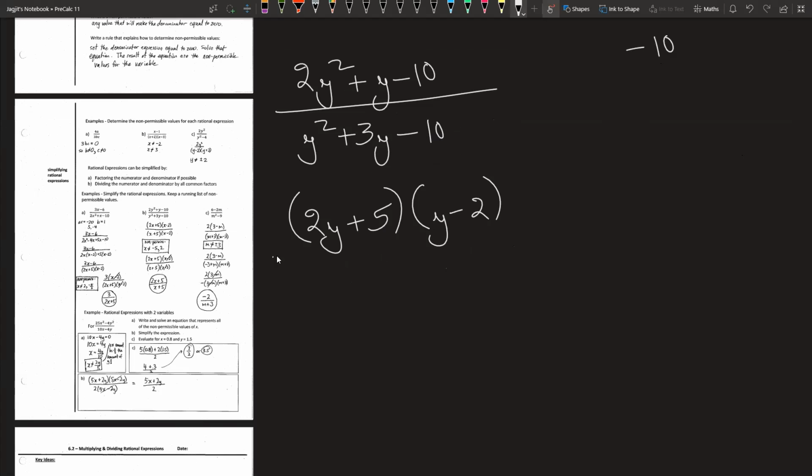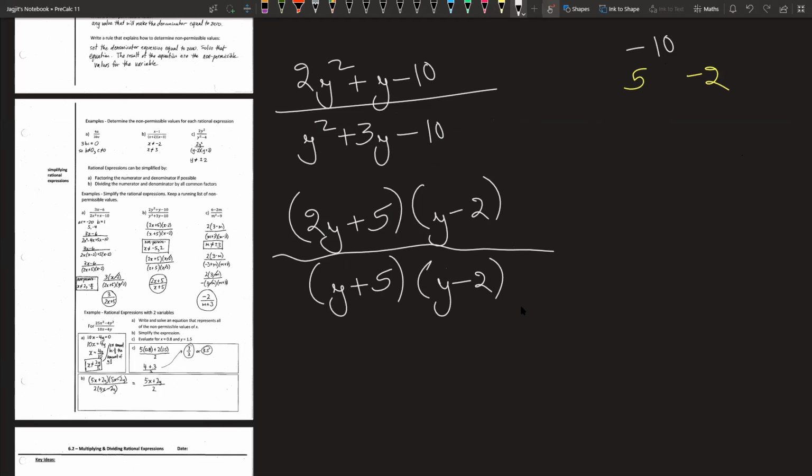We want to find two numbers. When you multiply them, you get minus 10. When you add them, you get 3. I know it will be some combination of 5 and 2. I want the sum to be positive 3, so it'll be 5 and minus 2. So my factors at the bottom are going to be y plus 5 and y minus 2.